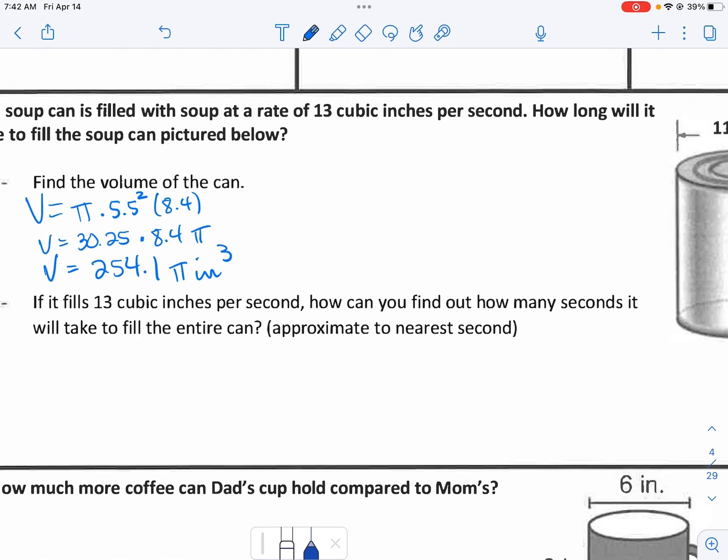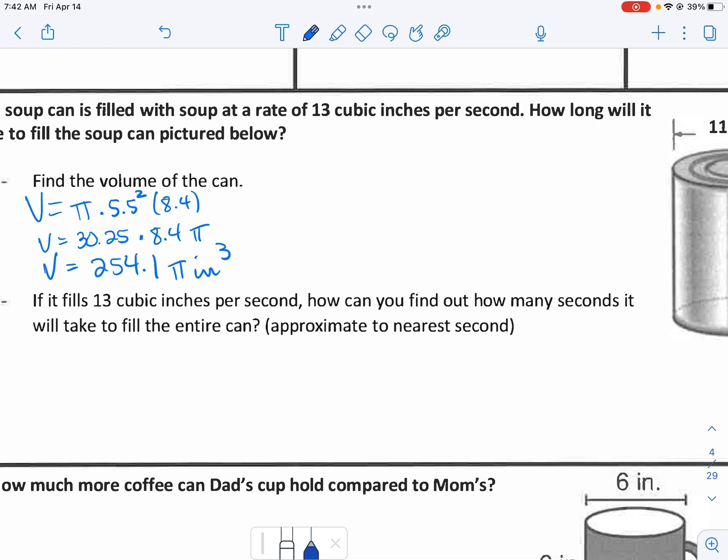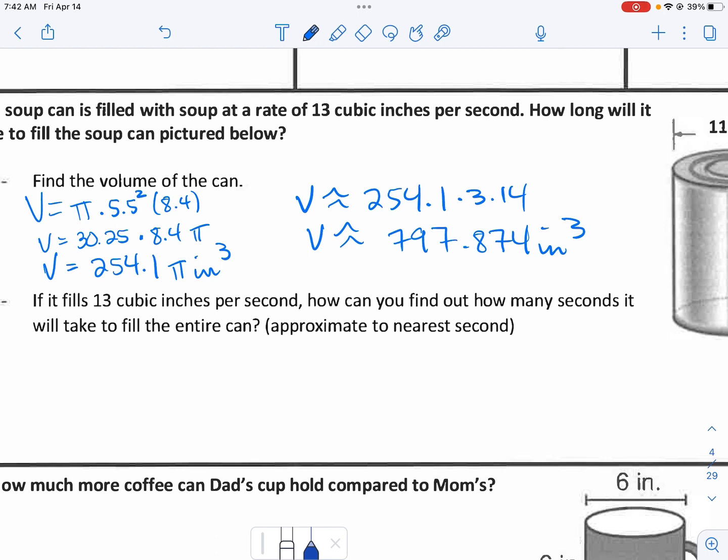Now, oh, sorry about that. I should do the approximation. So 254.1 times 3.14 will get us approximately 797.874 inches cubed. If it fills 13 inches per second, how can you find how many seconds it will take to fill the entire can?